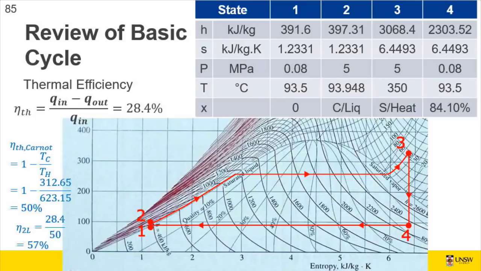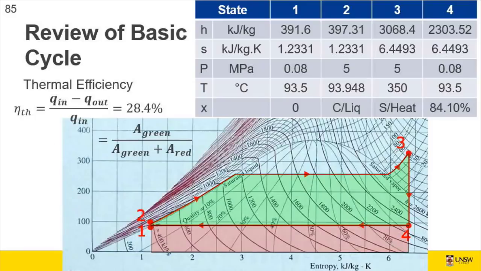For our interest, the Carnot cycle efficiency, so the second law efficiency, sorry, if this was a Carnot cycle operating between those temperatures, so there's a low temperature of 93 degrees and a high temperature of 350 degrees, a Carnot cycle operating between those would have a thermal efficiency of 50%. And so 28% versus 50%, so we're 57% of the way towards a Carnot cycle, which I propose is not very efficient. I propose we should do better with our thermal efficiency for this cycle. So how are we going to do that?